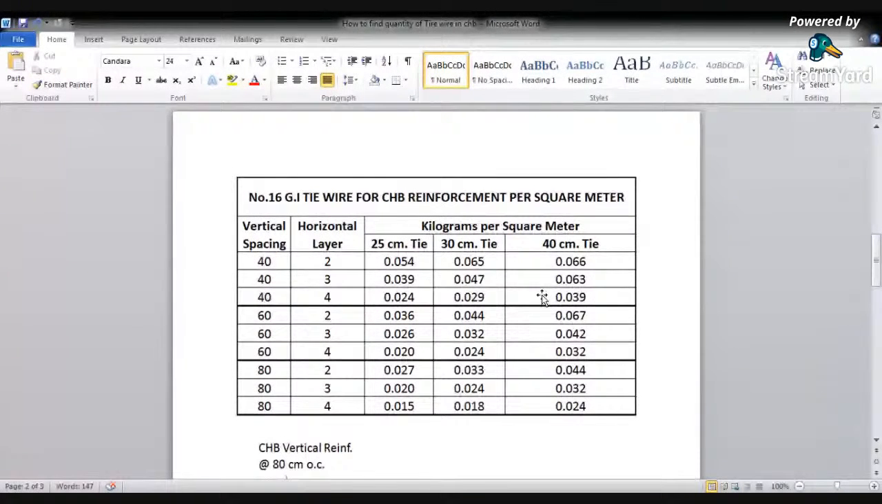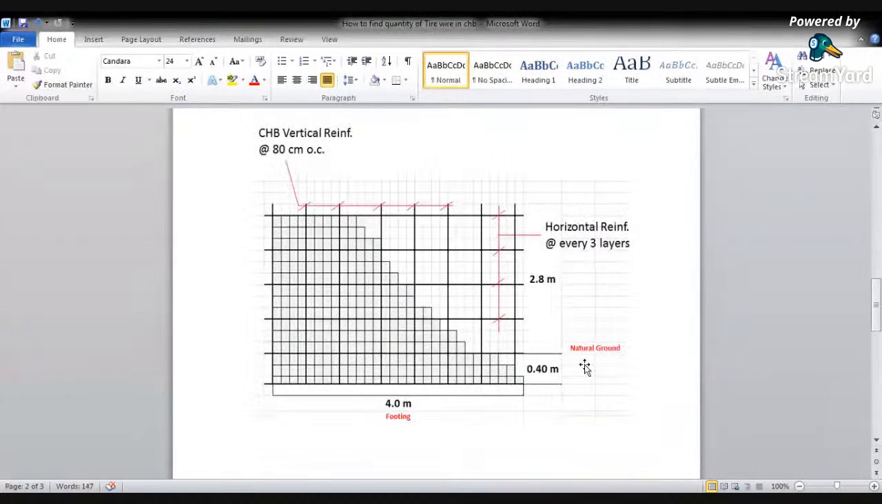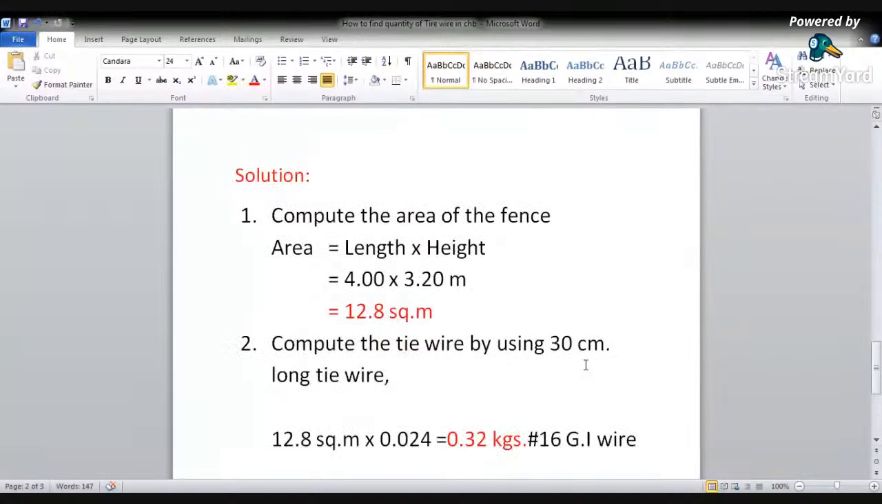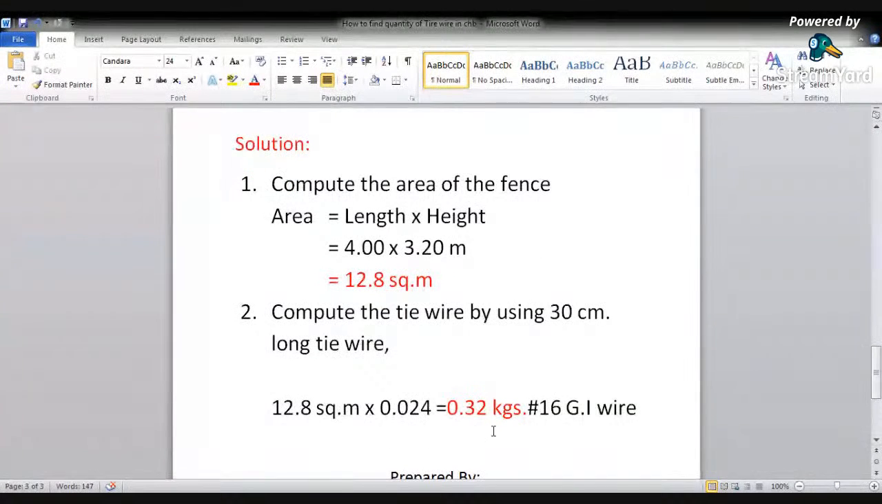So this is very easy. No need to be complicated. Just go to this table, multiply the area, and you find the kilograms of tie wire you need for your project. Because sometimes they neglect this tie wire, but this is important also for budgeting. So we need to compute it so that we can put it in our budget.